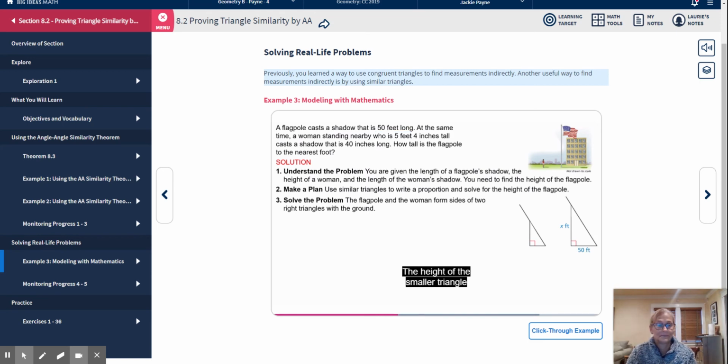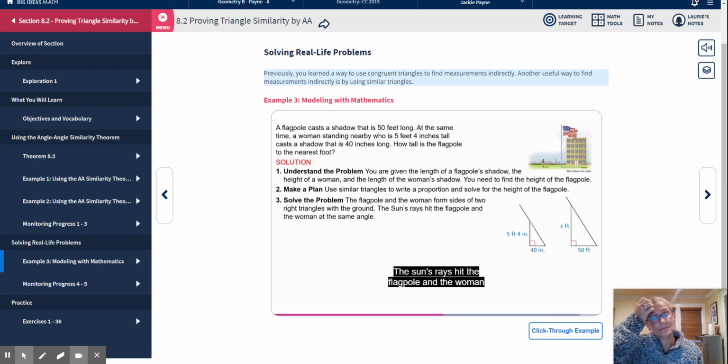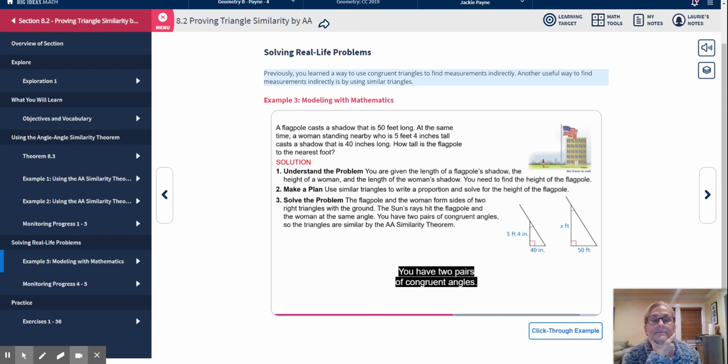The height of the smaller triangle represents the height of the woman, and the base of the smaller triangle represents the shadow cast by the woman. The woman is 5 feet 4 inches tall, so label the height of the smaller triangle 5 feet 4 inches. She casts a shadow that is 40 inches long, so label the base of the smaller triangle 40 inches. The sun's rays hit the flagpole and the woman at the same angle. You have two pairs of congruent angles, so the triangles are similar by the angle-angle similarity theorem. This means you can use a proportion to find the height x.